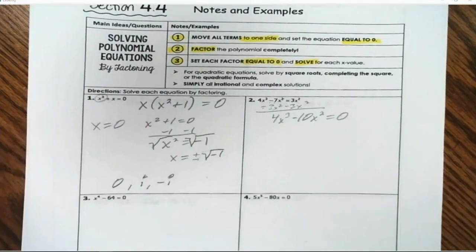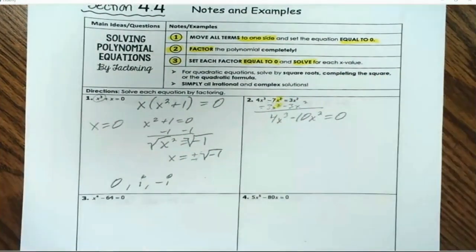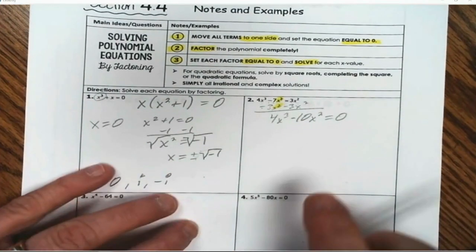We can't combine them with x to the third because that's different. But the x squareds can go together. So negative 7x squared minus 3 more. So now we have it like this.